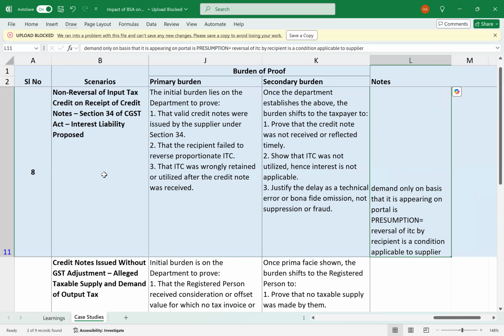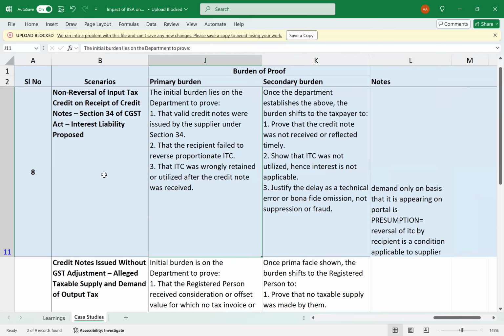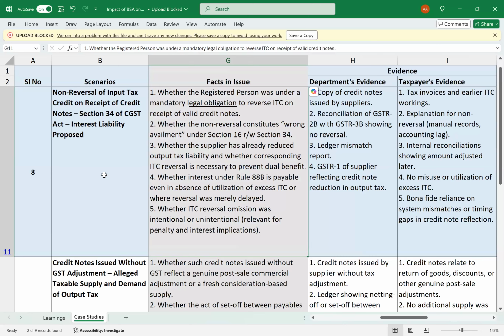So here the point was that if the mandate of reversal was a condition for the supplier, and the recipient doesn't reverse it, what cause of action is he triggering? That was the only thought I was trying to make in this particular point.